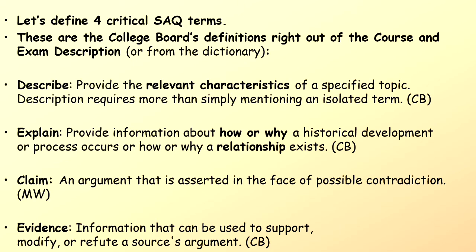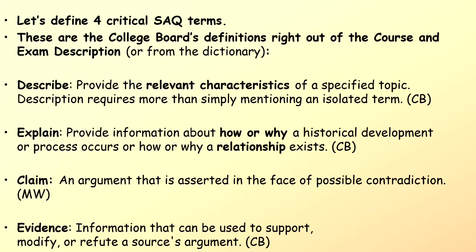Let's define 4 critical SAQ terms. These are the College Board's definitions right out of the course and exam description, or they're from the dictionary. Let's start with describe. College Board says provide the relevant characteristics of a specified topic. Description requires more than simply mentioning an isolated term. That comes from College Board. Explain. Provide information about how or why a historical development or process occurs, or how or why a relationship exists. And be very careful with that word information, because in my mind, information and evidence are the same thing.